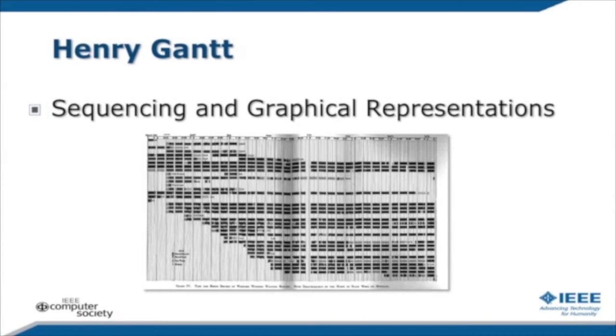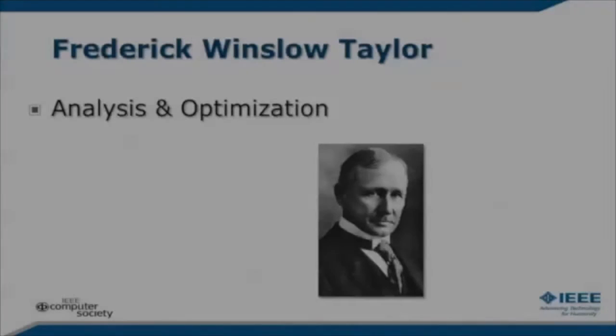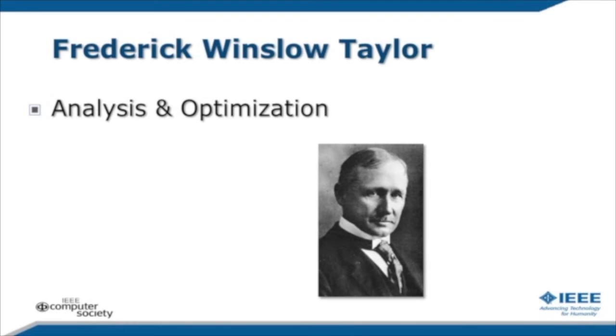Henry Gantt looked at the problem of sequencing as well, and developed graphical techniques for analyzing the process and for producing a clear representation of ordered steps. Frederick Winslow Taylor was perhaps the most influential thinker of this era. He promoted the idea of analyzing any piece of work and using that information to optimize the entire production process.